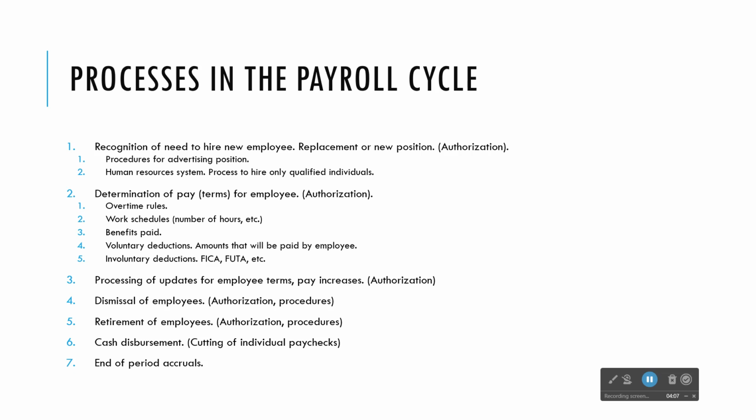Now, when an employee's pay changes, the rate increase changes, or maybe they're going from hourly employees to salaried employees, these changes have to also be a part of the AIS because the payroll is being driven off of whatever rules or whatever amounts are in place for the employees. When employees are dismissed, there has to be a procedure to be followed there, and authorization of that, and then the retirement of employees, terms of retirement, and then of course there's the cutting of the check.